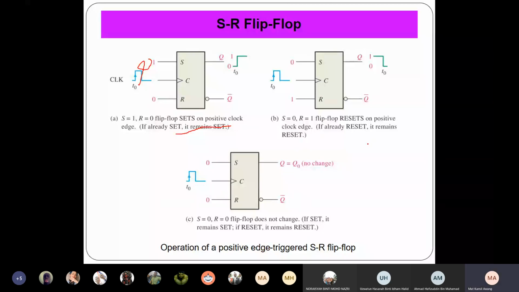This is the reset operation. When S is 0, R is 1, and when the clock triggers, then the output will change from 1 to 0, or if it's 0, remains as 0. So Q is reset. Okay? If both are 0, 0, when the clock triggers, the output will not change. So if Q naught is 1, then Q remains 1. If Q naught is 0, Q remains as 0. Right? So this is a positive edge SR flip-flop.